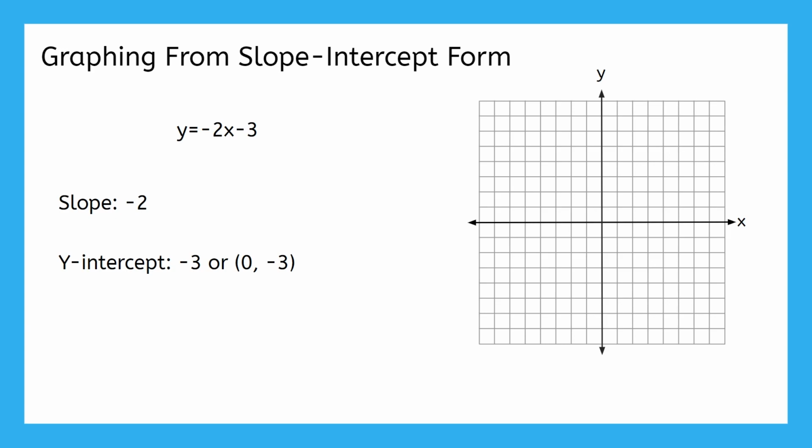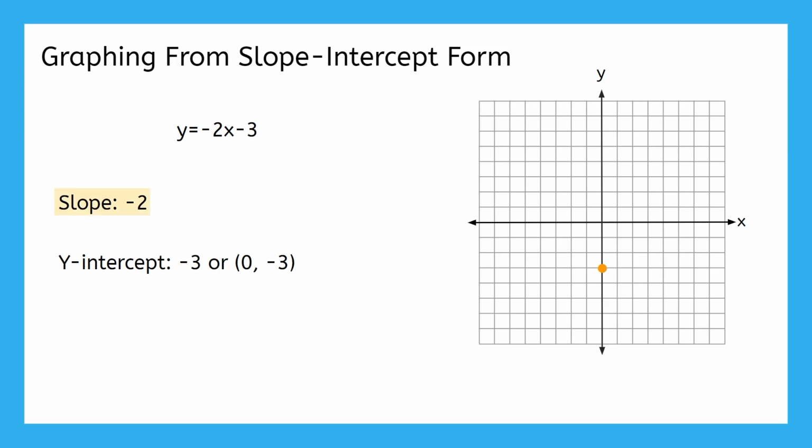Pause the video here and make a prediction. What do you think we can do with this information to graph the line? Let's check how your ideas match up with mine. Since we know that the y-intercept of this line is 0, negative 3, I can plot that point. I know my line will go through here, but I could plot a lot of lines that go through this point. So how do I know which one it is?